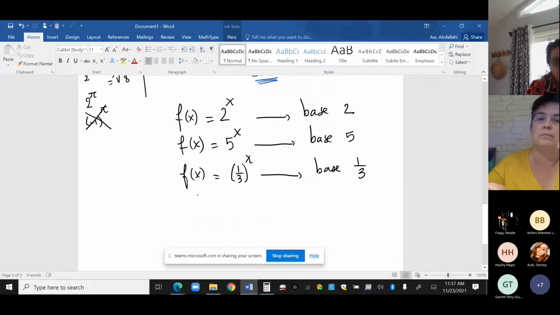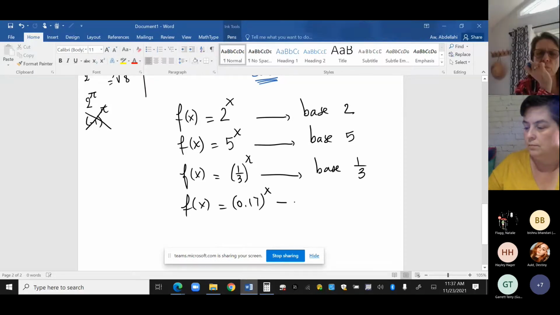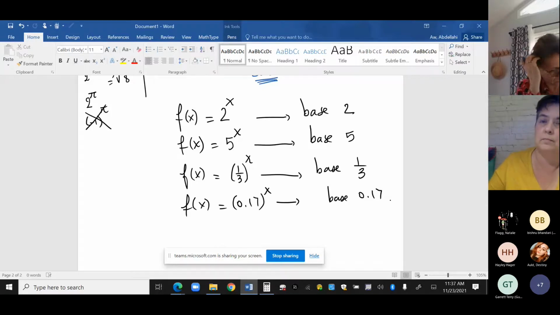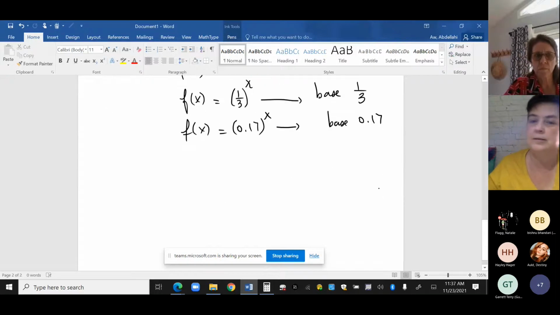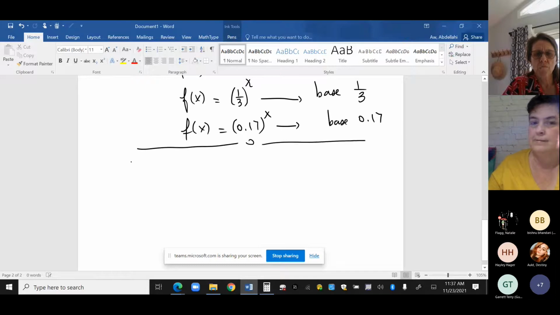If you say f of x equals 0.17 to the x power, this is base 0.17, etc. These are the exponential functions. Now, how to evaluate exponential functions? Where you substitute, for instance, we have f of x equals exponential base 2 of x.